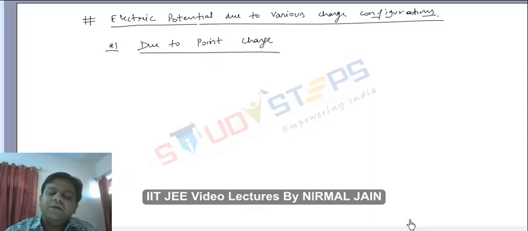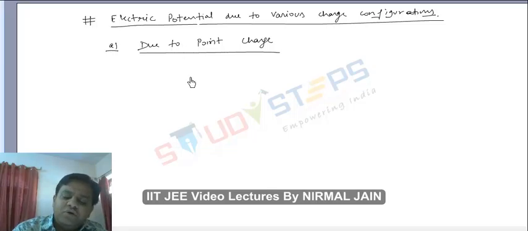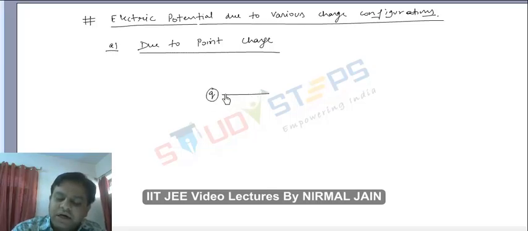Let us calculate electric potential due to various charge configurations. At first, let me talk about the electric potential or electrostatic potential due to this point charge q at its distance r at this point P. So at this point P, the potential can simply be written as kq by r.